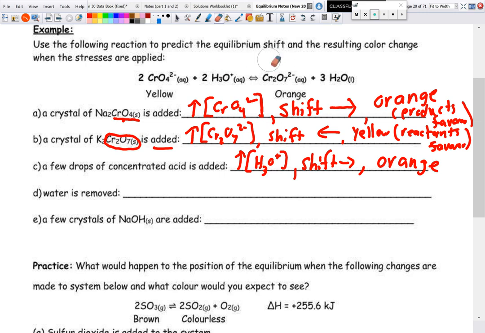Now the next one is one where, for the first time, something is being removed. In this case we're going to decrease the concentration of water. We have water right here, so we're going to decrease its concentration. Now, if you look back to the previous page where it talks about concentration, it says when you decrease the concentration of something, the equilibrium is going to favor the same side. That means equilibrium is going to shift to try to produce the water that it's losing. So we're going to shift to the same side as water, towards the formation of the products, and we're going to see more orange.